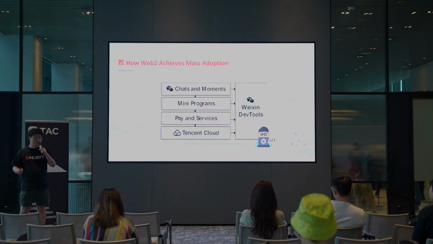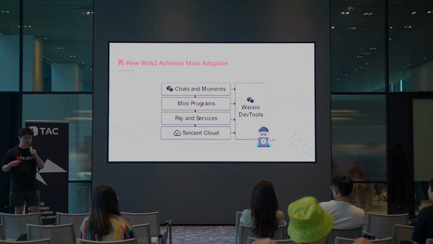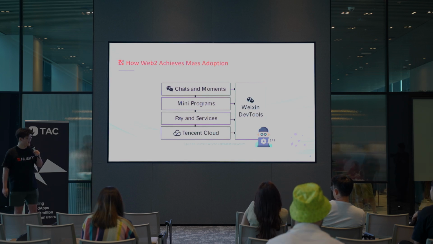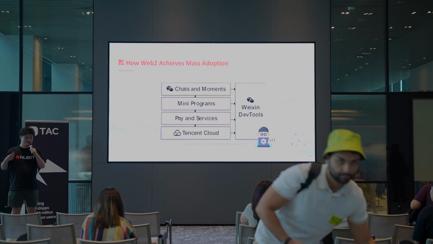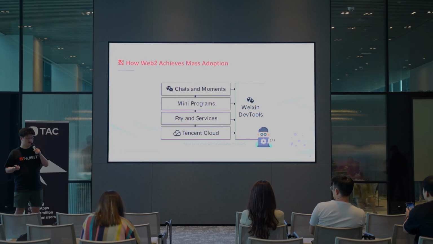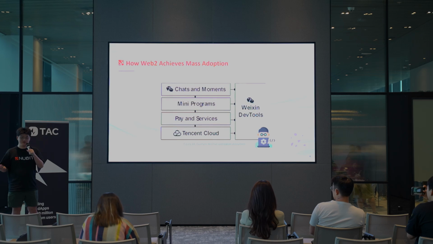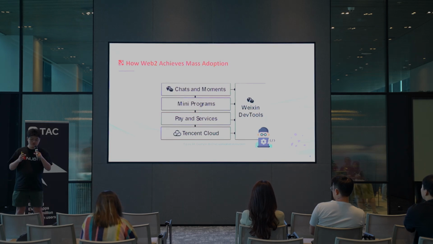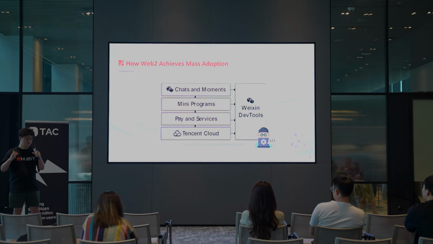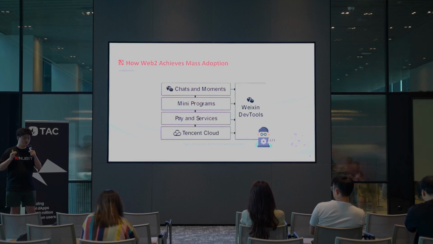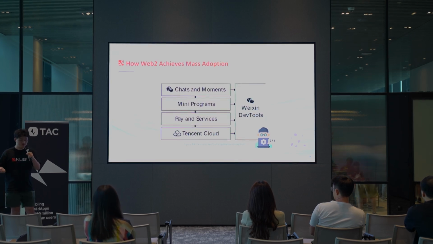Before we dive into how we solve it in Web3, we can learn from the past. Let's take a look at how Web2 achieved mass adoption. Here is an example: WeChat. WeChat is one of the most powerful platforms, originally in China. It is powerful not just because it provides social features with over 1 billion users, but it also provides a payment system and storage solutions through Tencent Cloud. All these modules are encapsulated into a single, easy-to-use developer platform called Weixin DevTools. This is the most important part, because developers can build their applications on top of WeChat without worrying about the underlying complexities of storage or payments.